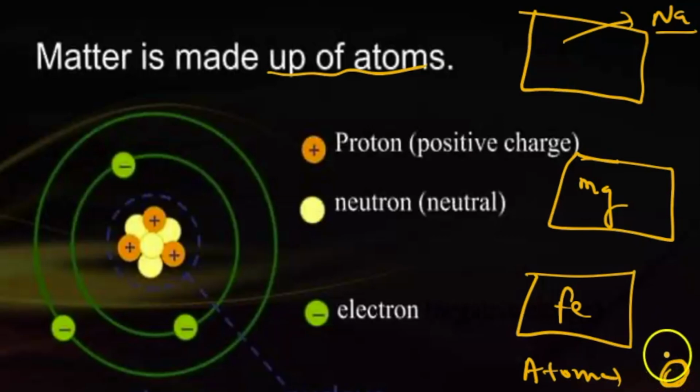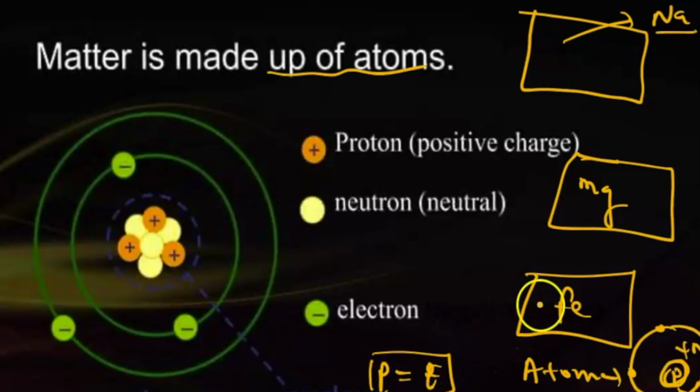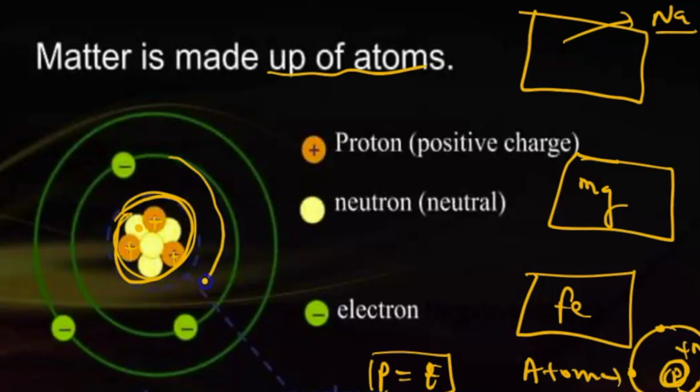The atom has a nucleus where protons plus neutrons are there, and the electrons are revolving around this. In a neutral matter, the number of protons will be equal to the number of electrons. Let's say this is the nucleus. This is a neutron, and the positively charged particle is our proton. So this is our nucleus, and electrons are revolving around it, bound by the nuclear force, a kind of force which binds them.